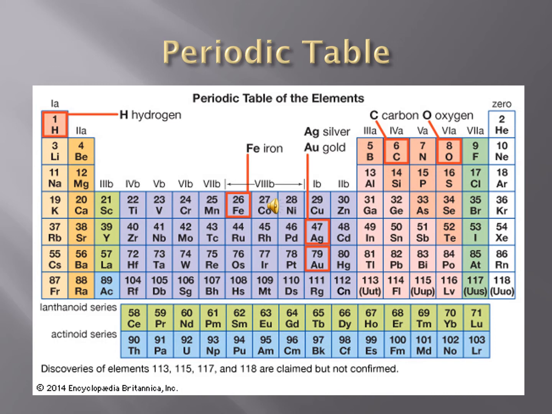Here is a picture of the periodic table. Notice that each element has a special abbreviation. Each of these abbreviations represents one element, and each of these elements represents one kind of atom.